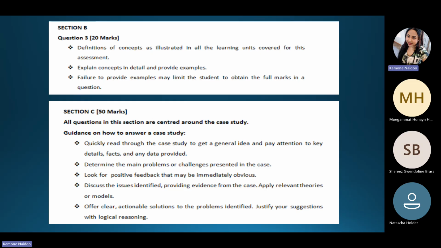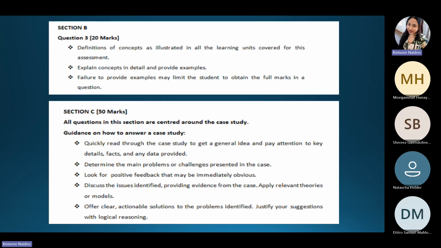Go have a look at this. It is in your student portal, and I think it'll be really helpful. It will help you to manage your time a lot better if you have an idea of what is expected of you.